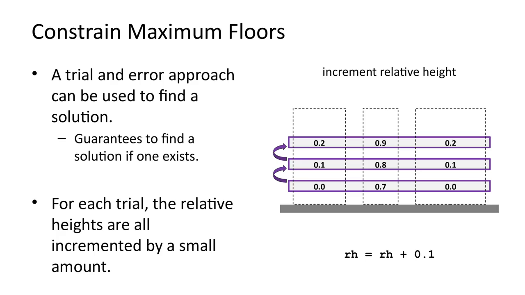The first iteration sets the relative heights to 0.0, 0.7, and 0.0. The second iteration sets them to 0.1, 0.8, and 0.1. And the third iteration to 0.2, 0.9, and 0.2. Increasing all relative heights in this way means that the actual height of the middle building will keep getting shorter.